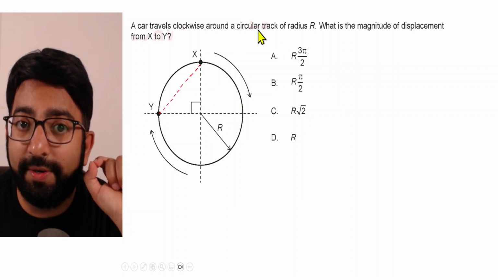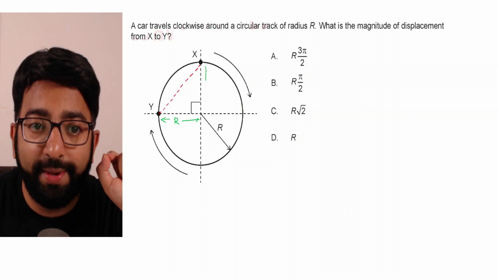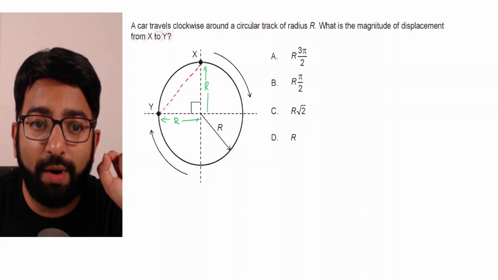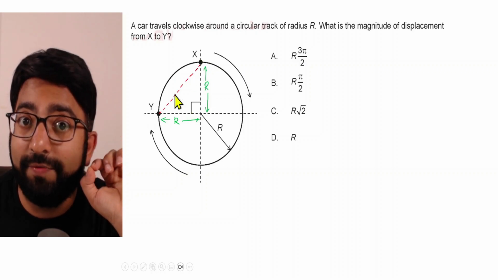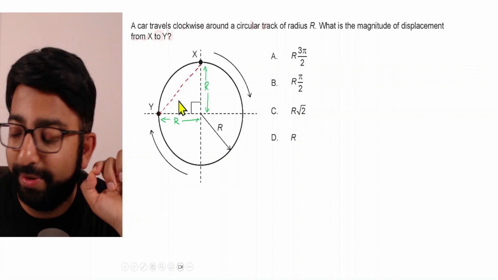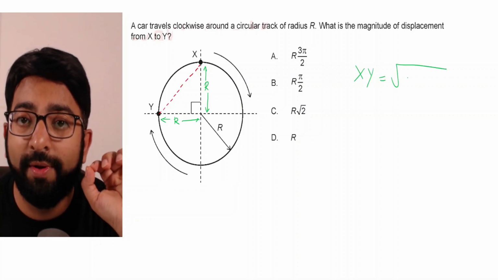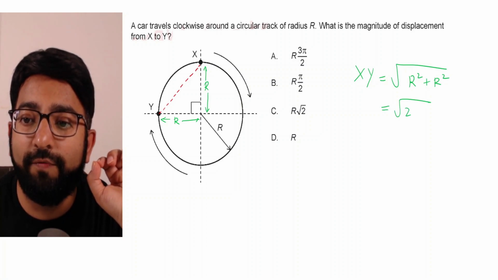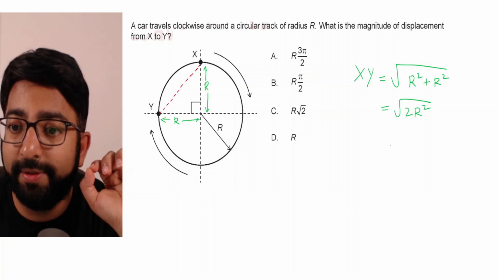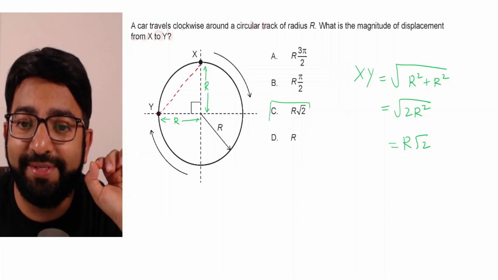Since the radius of the circular track is r, we can label this particular length as r, the radius of the circle, whereas this particular length is also r. Now we have a right angle triangle and we have to figure out the length of the hypotenuse. So we will use the Pythagoras theorem. The magnitude of xy will be square root of r square plus r square, which comes out as square root of 2r square. If we simplify this, we get r root 2 as the answer, which means option C is correct.